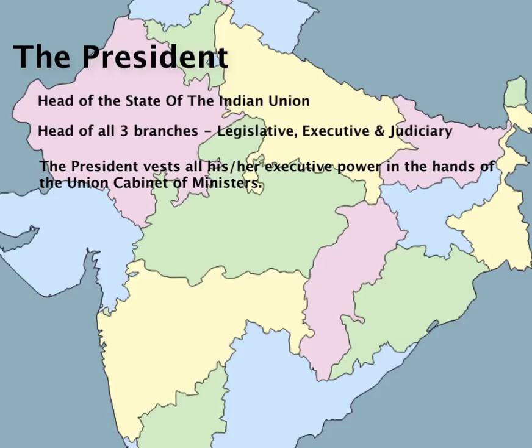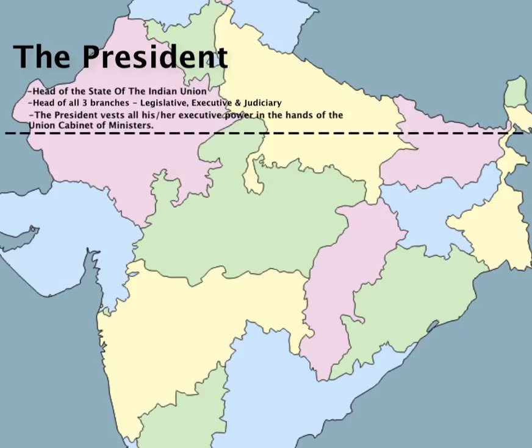All the presidents in practice vest this executive power in the hands of the Union Cabinet led by the Prime Minister. The President is the head of the legislative branch, and in this video we will examine his role from that point of view. When we examine the executive branch, we will look at his role as the head within that context. So let's begin with the elections.